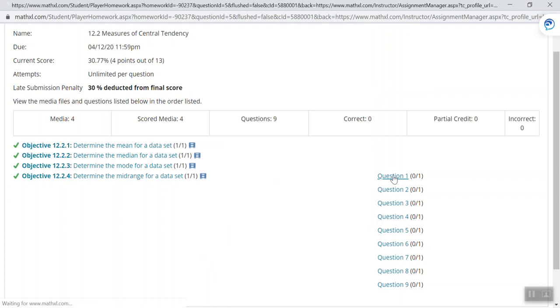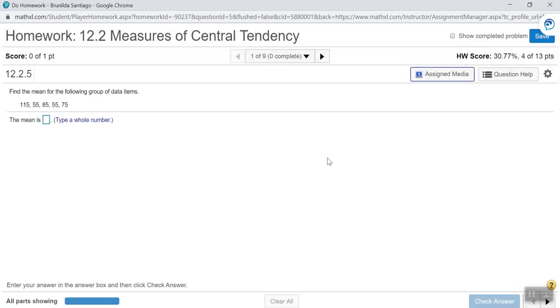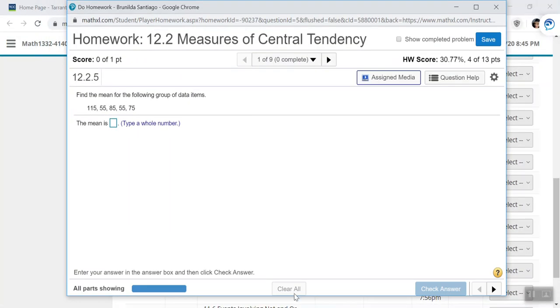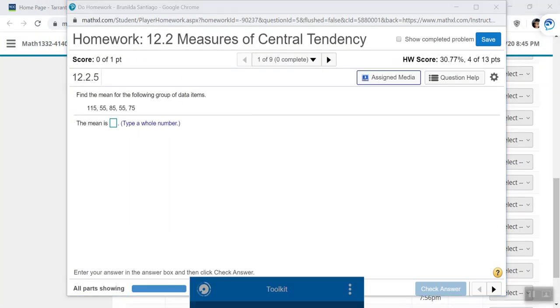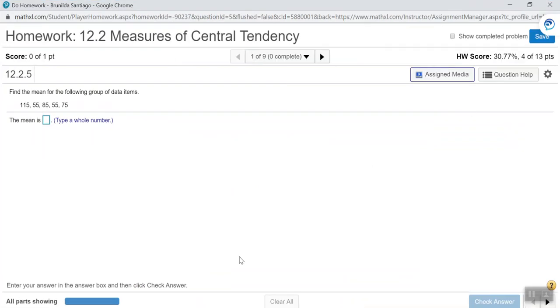So now we're going to start working on question number 1. Find the mean for the following group. We recommend all you have to do is add 115 to 55 to 85 to 55. Let me see if I can get the graphing calculator to show up. There we go. So here we have the graphing calculator with us.